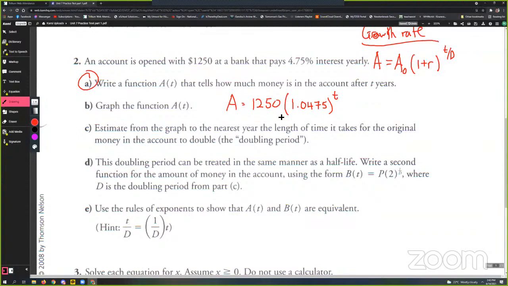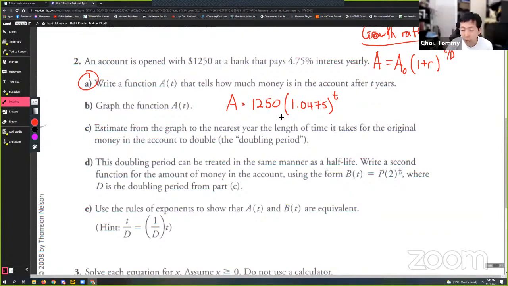Mr. Choi, would we lose marks if we did 1 plus 0.0475? Or do we have to write it like this? I would not mark you off for it. Just be careful when you use the formula that you add them before you use it in a power. Otherwise, you wouldn't lose marks.